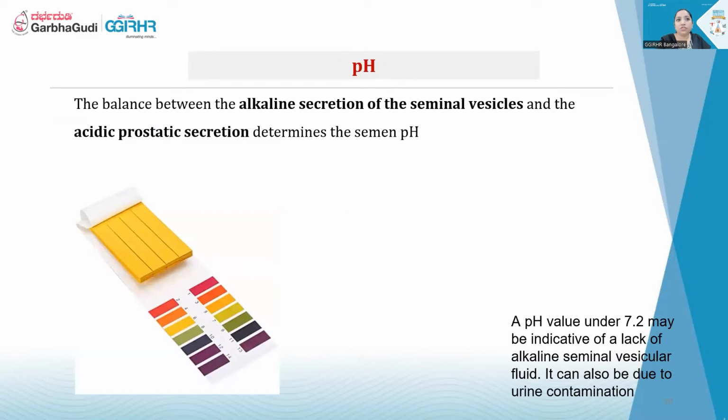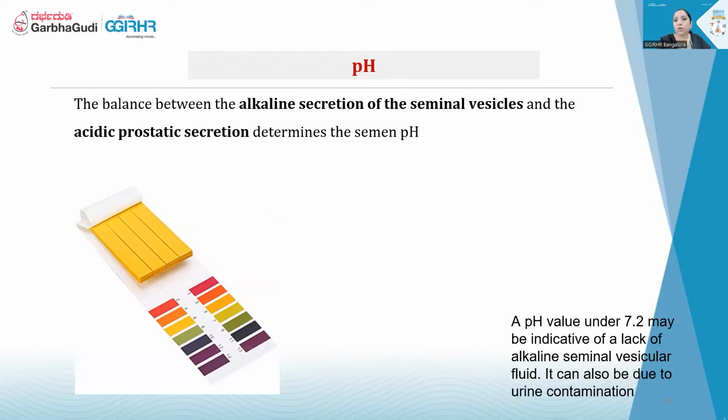Then coming to the pH. pH is the balance between the alkaline secretion of the seminal vesicles and the acidic prostate secretion. That is how pH is assessed. The pH value should be around 7.2, and we assess it by using a pH paper and the color coding present there. We cannot determine it exactly to the point level, but the pH paper is commonly used.